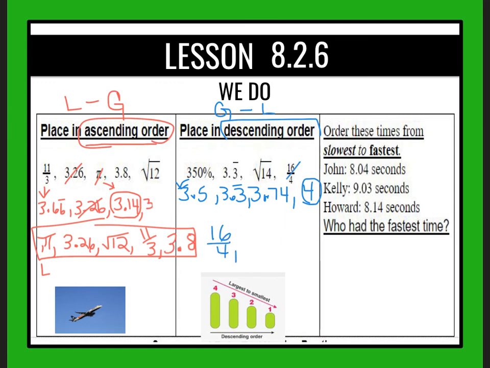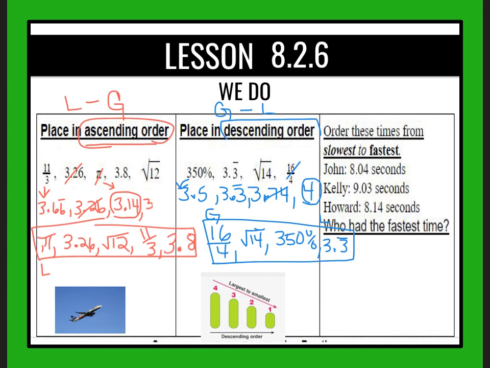The next largest value is the square root of 14, which is approximately 3.74, because I know that's irrational. And then I get 350% as my next largest value, and finally 3.3 repeating. So I just went from the greatest to the least. Okay? Last final problem that we will do together.